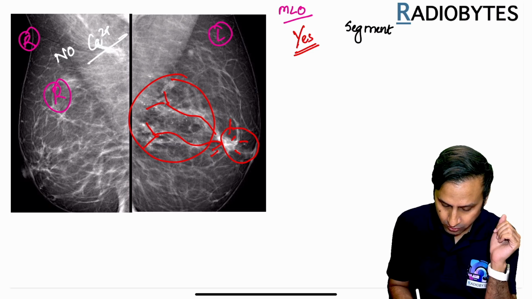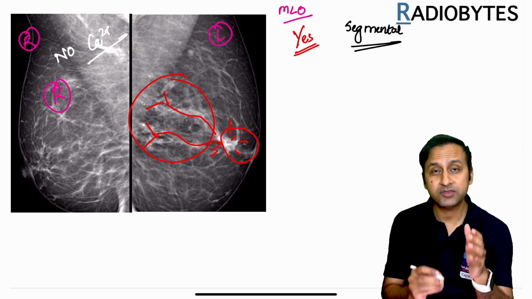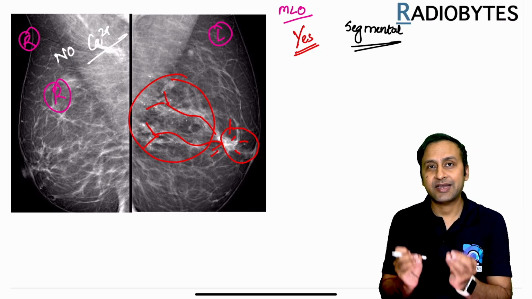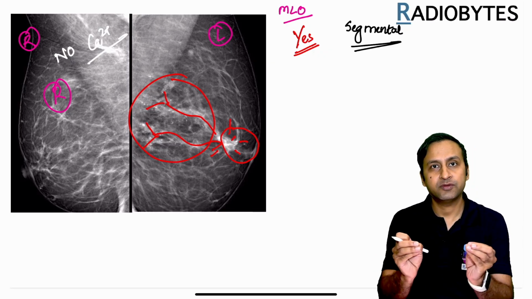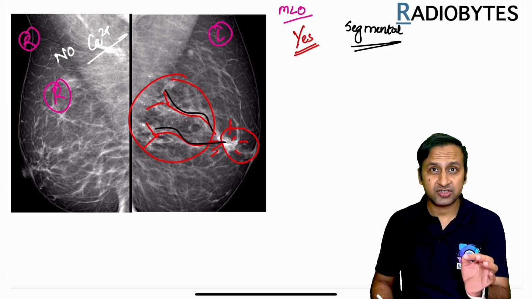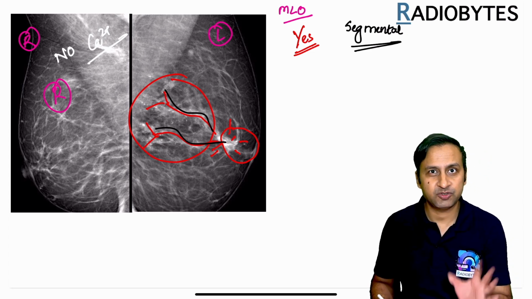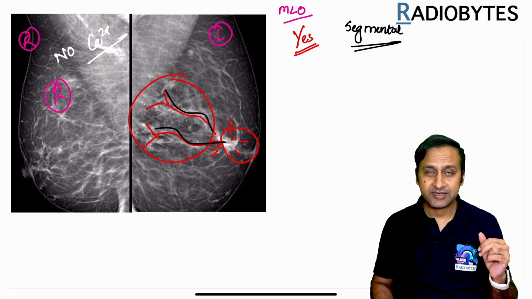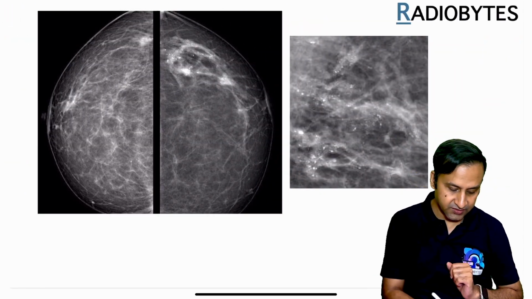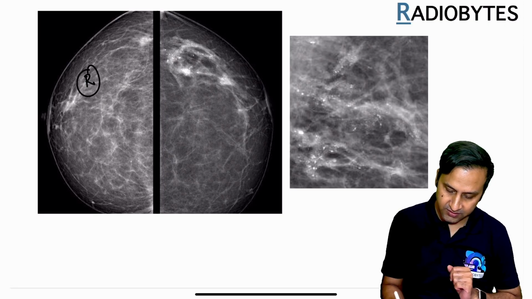I hope I can use the word segmental for it, because it is involving one segment of the breast parenchyma, and it is actually conforming to the distribution of the ducts, because it is typically taking the shape of the ducts. So this to me looks like a suspicious calcification. Fine. Now let's have a look at the same case, but from the craniocaudal view. This is the right breast. This is the left breast.